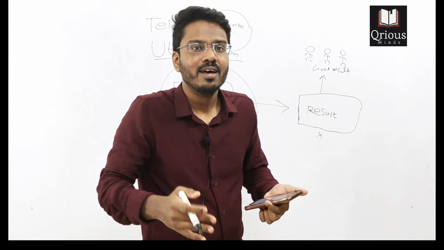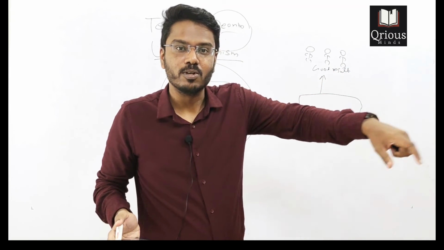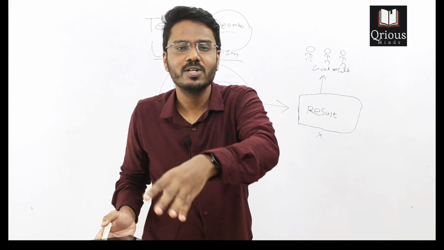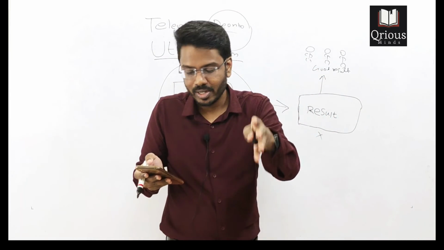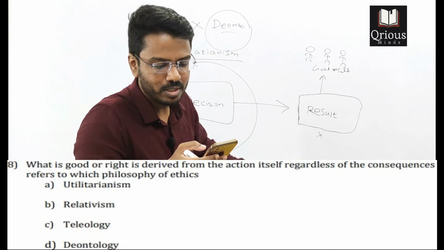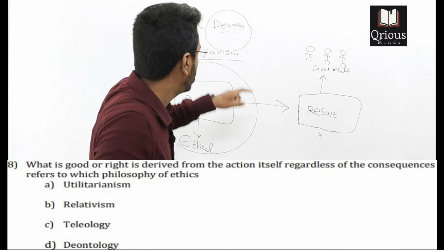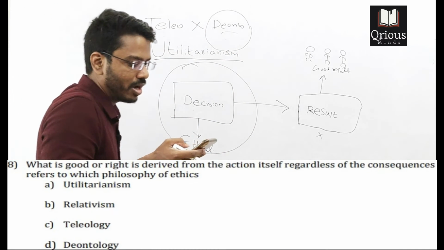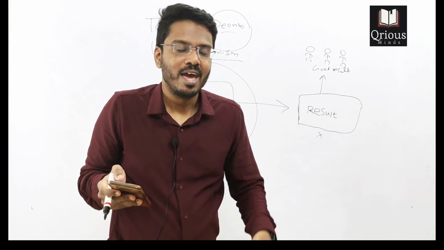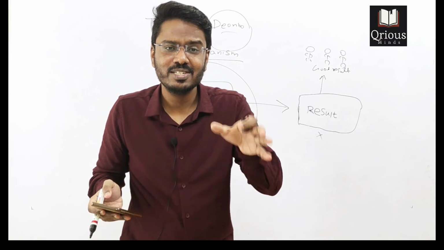One cannot say that a thing is completely right in the entire universe, or completely wrong in the entire universe. It varies from person to person, culture to culture, and that's what relativism means. Option C, teleology. Teleology is concerned with the end result, so it doesn't have any connection with the question. And option D, deontology. Deontology seems to be the right answer, so the right answer to this question is option D, deontology.